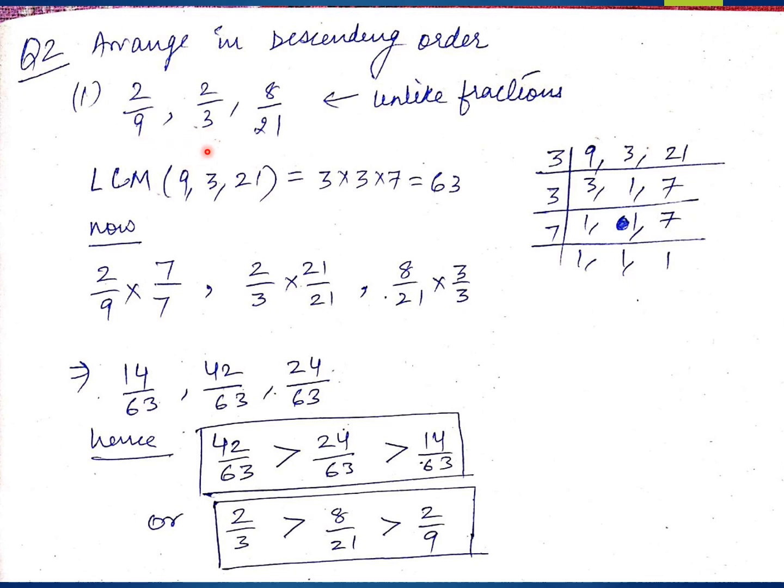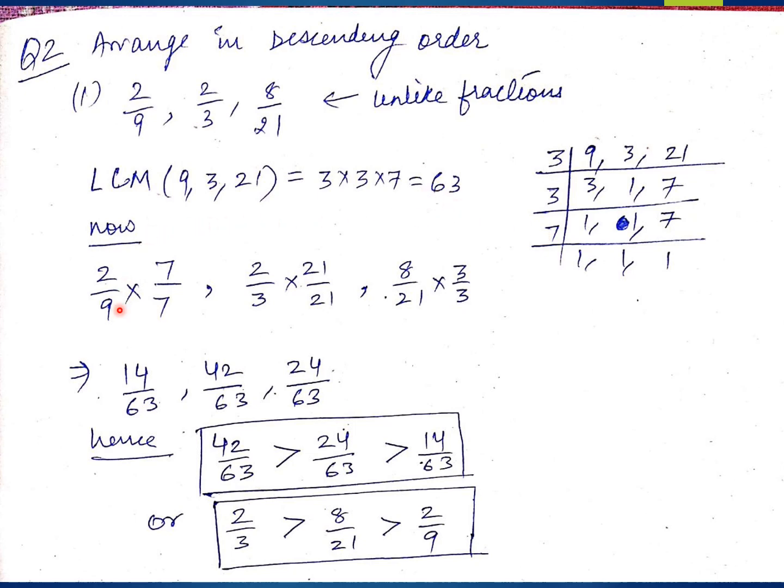The terms are 9, 3 and 21. The first thing we will take their LCM like this. 3 3s are 9, 3 1s are 3, 3 7s are 21. Then again with 3, 3 1s are 3, 1 is the same again. It can't divide 7, so 7 will come same to same. Last, we will take 7 and we'll get 1 1 1 as the answer. So 3 into 3 into 7 is the LCM, which is 63.